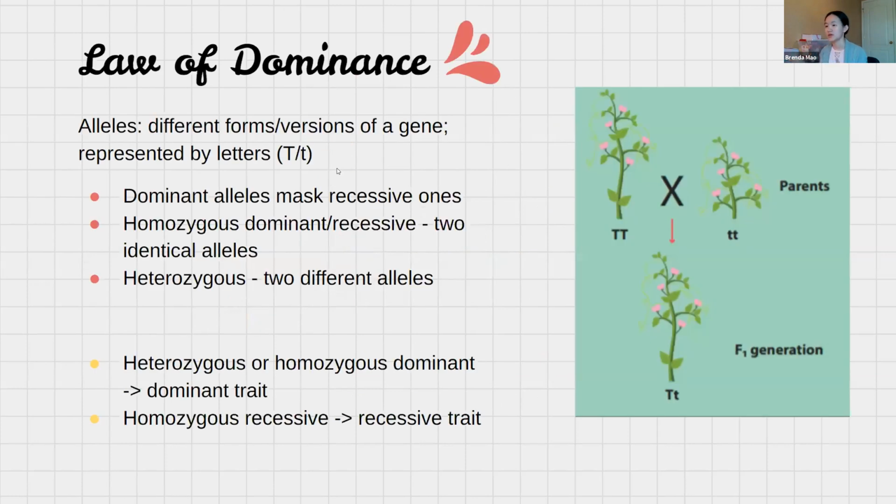During week 1, I was mostly talking about the law of dominance and how the alleles work, so the most basic genetic stuff there is. As a reminder, alleles are the different forms or versions of a gene, and they're represented by letters. Capital letters would be the dominant allele, and lowercase letters would be the recessive allele. So dominant alleles mask recessive ones, which is the law of dominance.